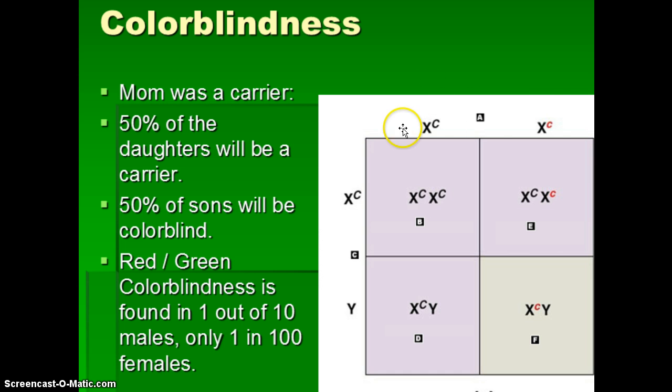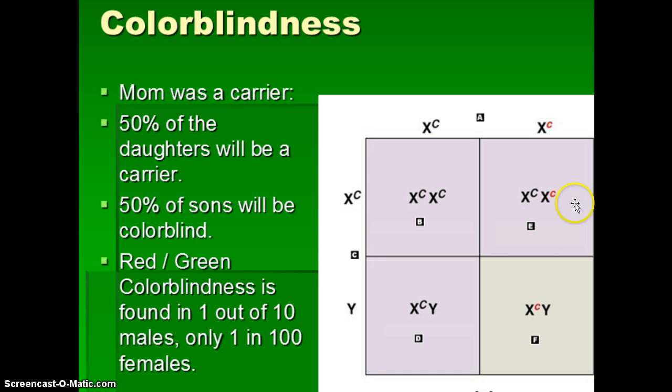So the dominant would be the capital C, and the lowercase recessive would be the smaller case, the red c. If we look on here, the mother was a carrier, so her offspring, when she's paired with a male who is not a carrier, will have the capital C and a Y. Again, the big piece about this is the male is going to either express the gene or not. He can't actually be a carrier.